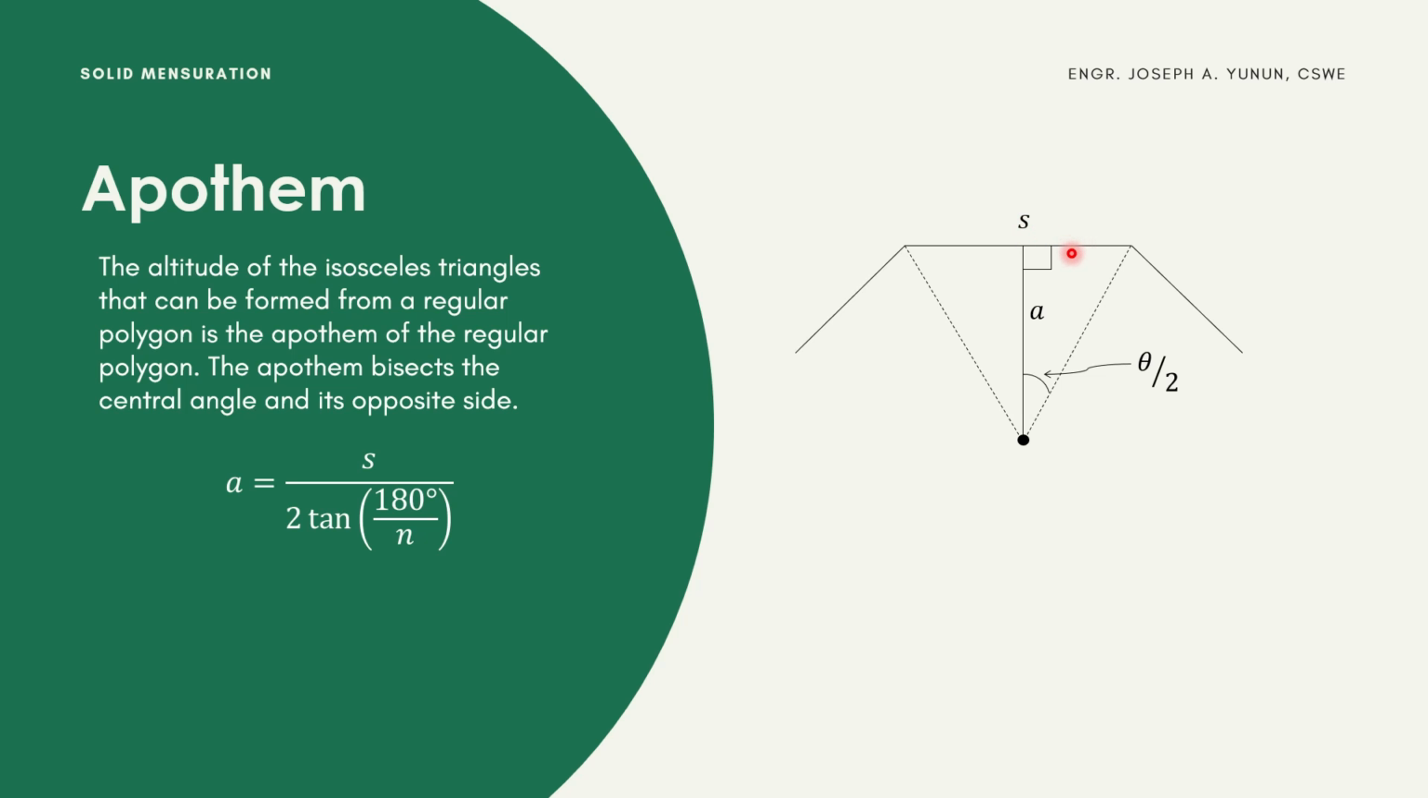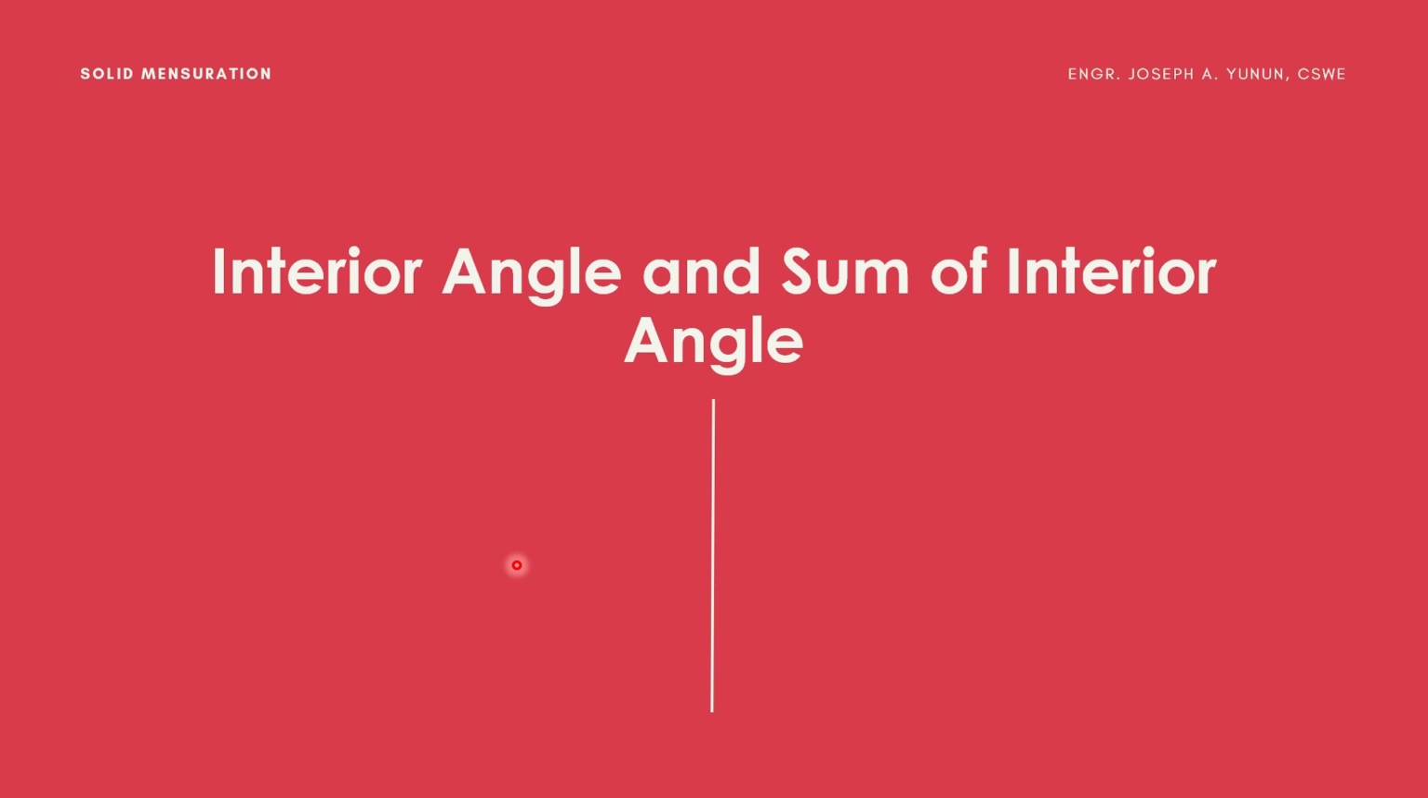divided by 2. So the formula for the apothem is equivalent to S, which represents the length of the side, all over 2 tangent, then 180 degrees all over the number of sides. So hopefully you could memorize them. And then let's talk about the angles.